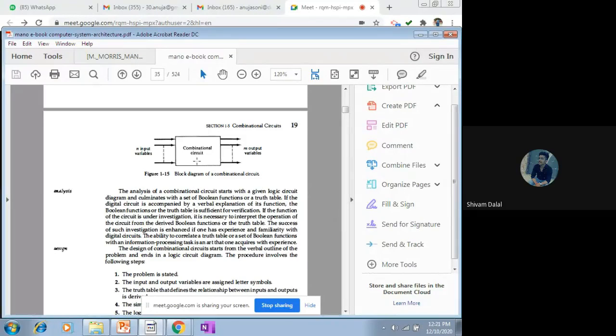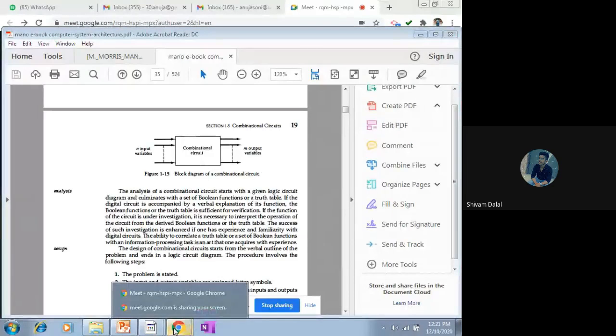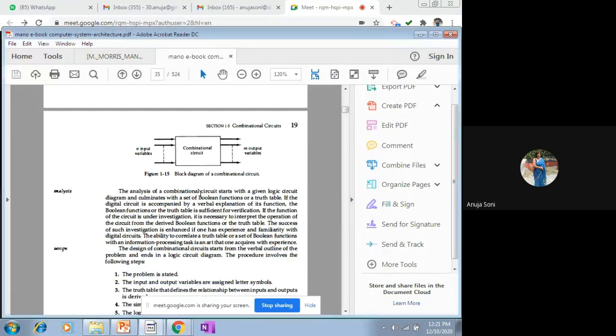Excuse me, ma'am. Yes, please. Ma'am, what is the meaning of the statement that there are no feedback paths from output to inputs in a combinational circuit? Feedback means we are not going to talk about the timing signal here, and whatever output is generated at some specific timing signal is not further used at the t plus 1th timing signal.